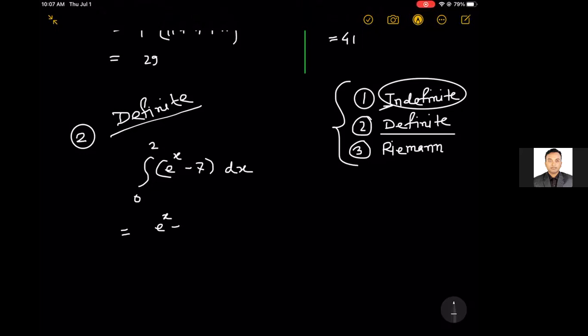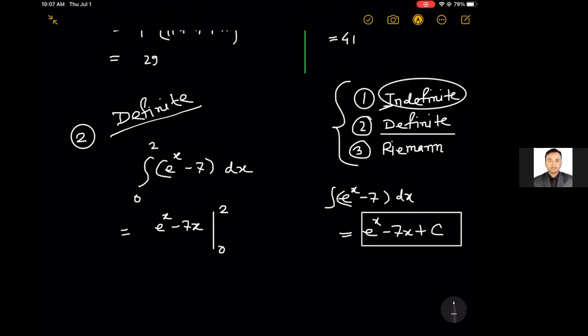All right. What's the antiderivative of 7? 7x. Very good. And we need to evaluate it like this. If it was an indefinite integral like this, we would have written e to the x minus 7x plus c. That would have been the answer. But for this one, we're not yet done. We still have more work to do.